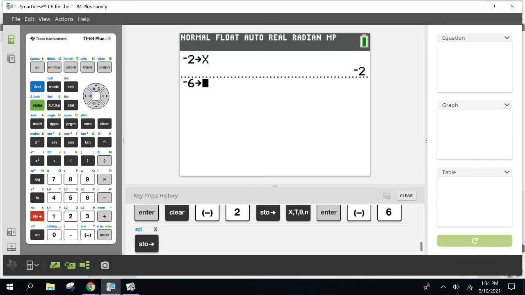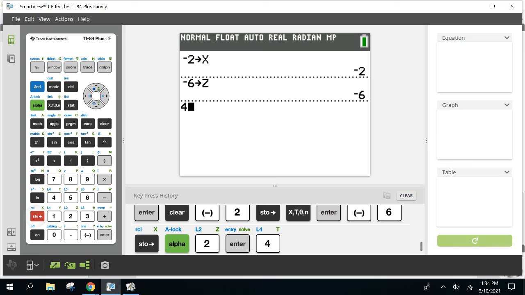All these letters are in alphabetical order here. Anybody see the Z? Above the 2. And it's in green for me. I don't know about you, but I got to go alpha 2. Enter. So anytime it sees a Z, it'll plug in -6. And then what's your final variable? Y. And what number do I have to plug in there? 4. Plug it in anytime you see, where's Y? It goes in alphabetical order.